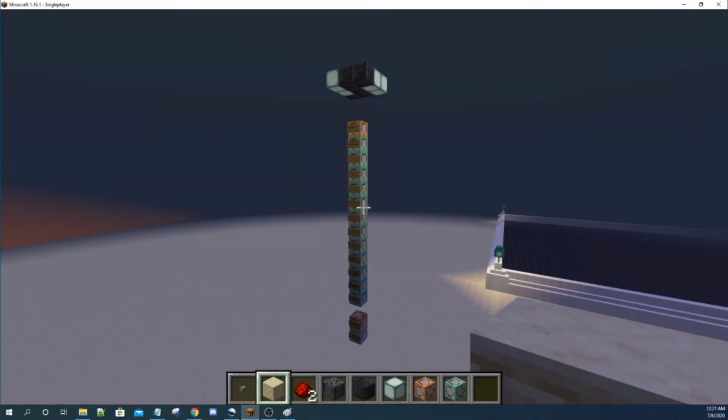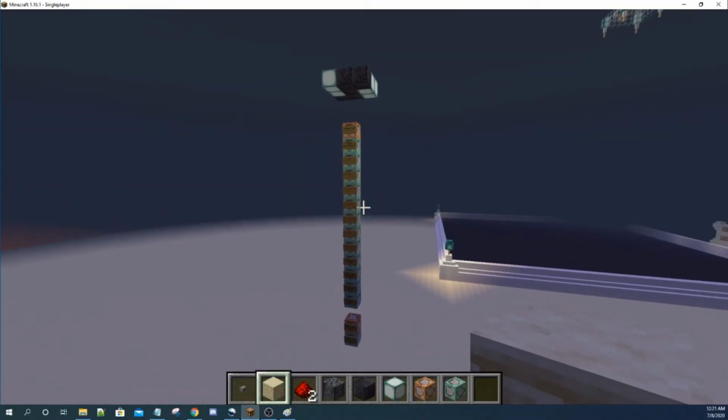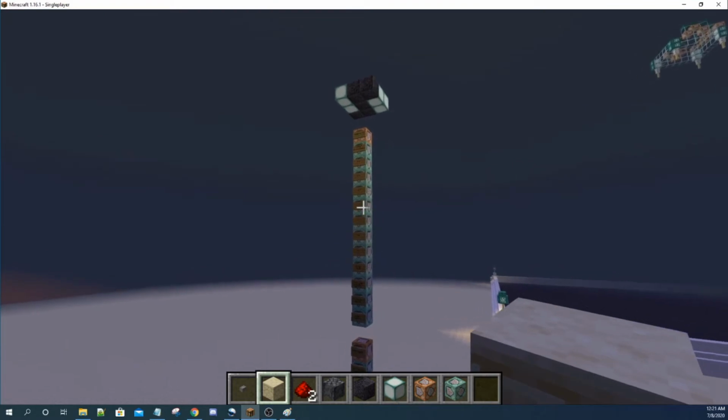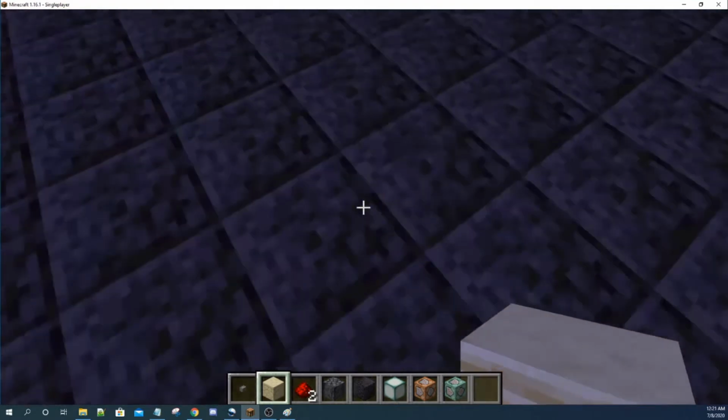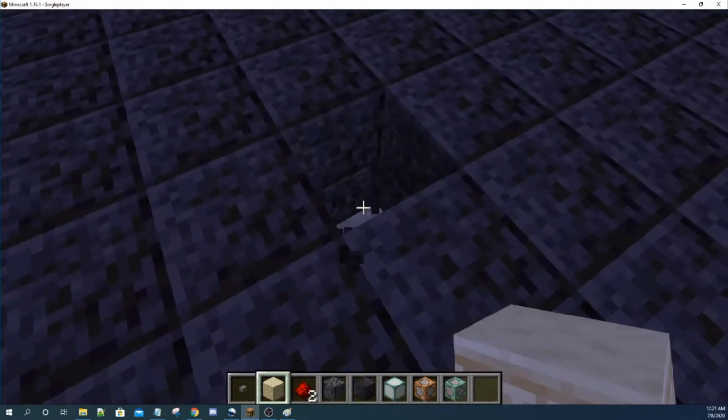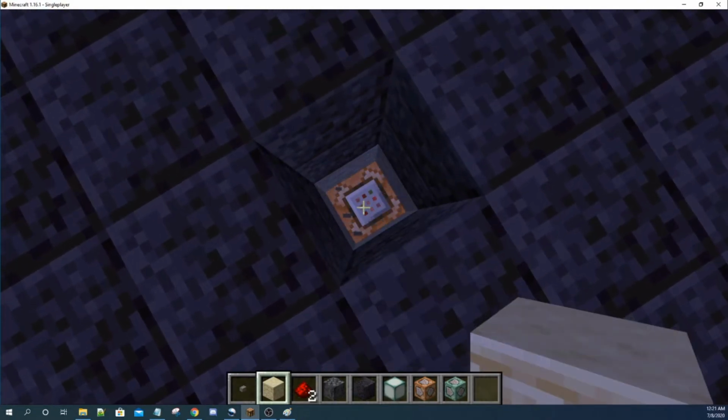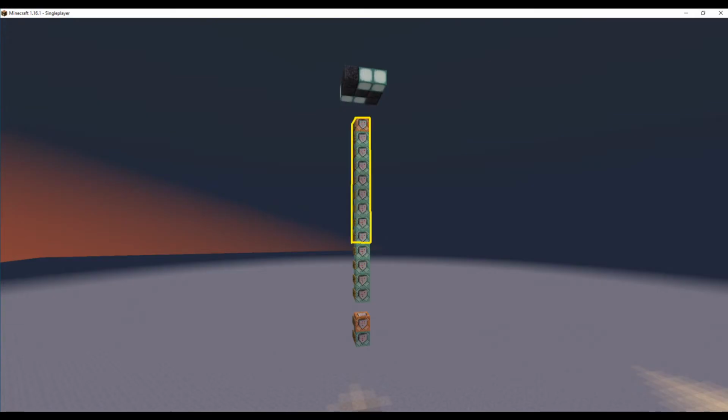The programming logic is fairly simple. Here I have a stack of command blocks which are fired sequentially. Each cell in the 55 by 55 grid has one of these bad boys underneath. The upper command blocks utilize scoreboards, or essentially memory, and count how many sea lanterns surround the subject block.